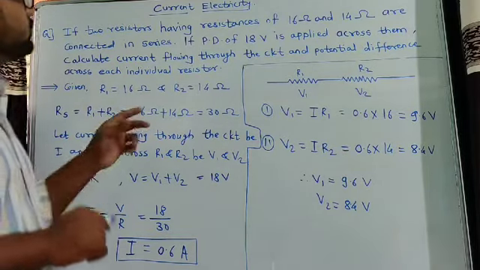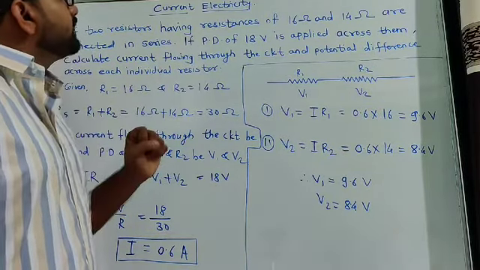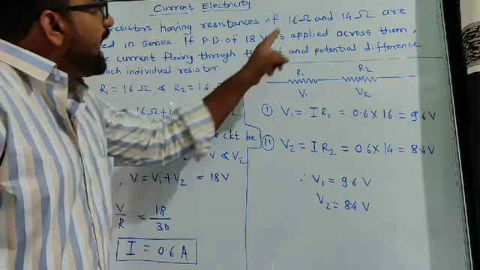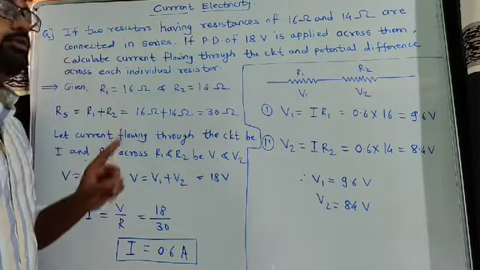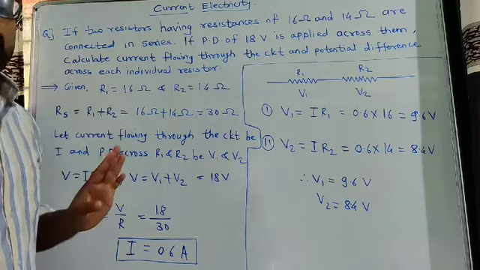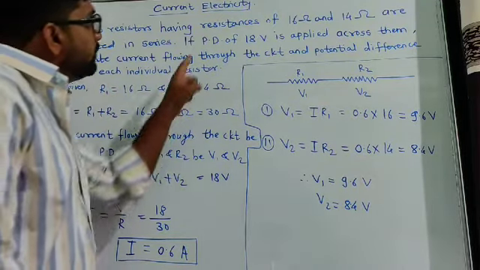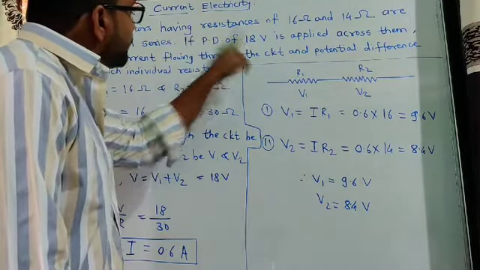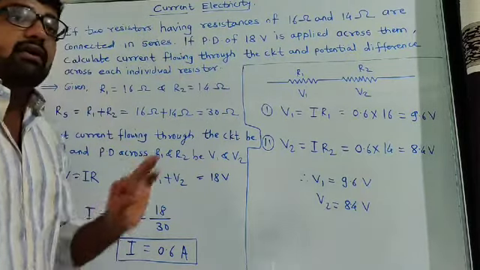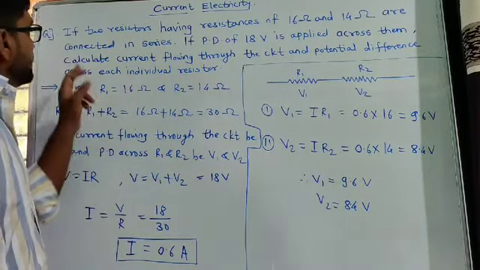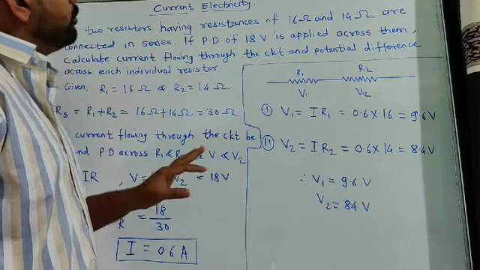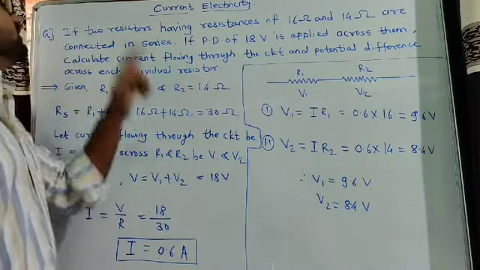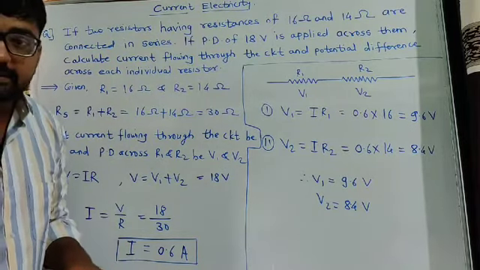Then, what if a potential difference of 18 volt is applied across them? First, we connect these two resistors in series connection. Then we apply a potential difference of 18 volt across them. Then we calculate the current flowing through the circuit and the potential difference across each individual resistor.